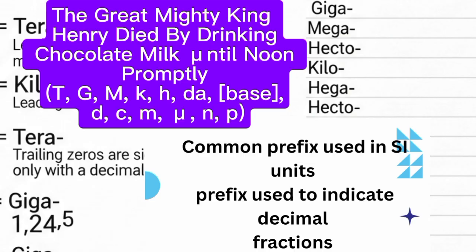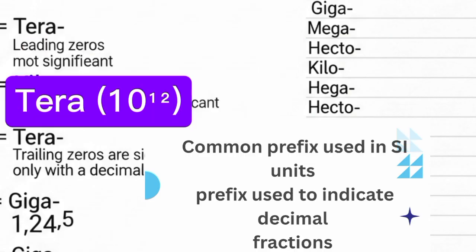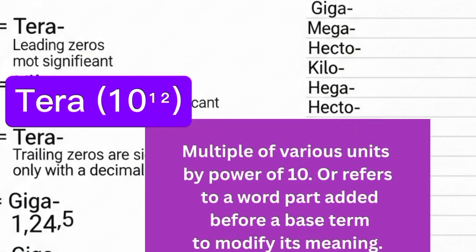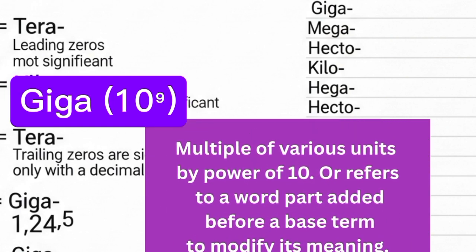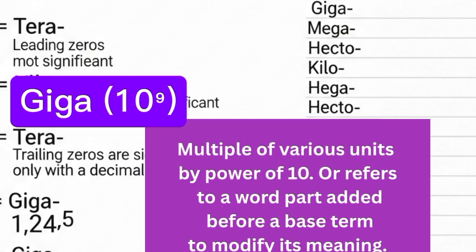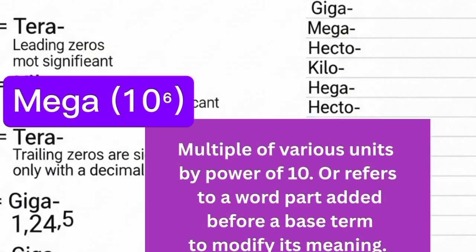The great mighty King Henry died by drinking chocolate milk until non-promptly. T stands for Tera, symbolized by T, 10 to the power of 12. G stands for Giga, denoted by G, 10 to the power of 9. M stands for Mega, denoted by M, 10 to the power of 6.